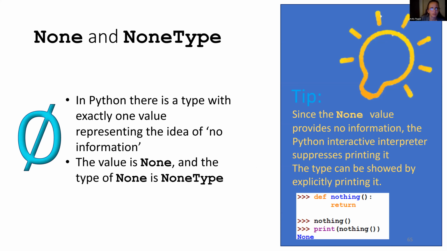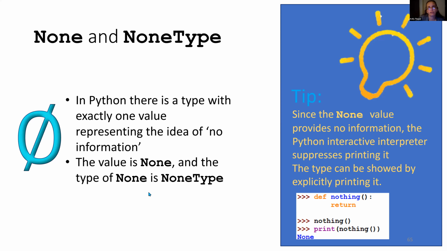None and none type. So let's just talk about these two things, and let's try to make sure we understand the difference between none and none type. Now, we've talked about types before, and so if I said, here's a string, what's the type of it? And you'd easily tell me it's str, right? Because it's type string. Well, in Python, there's a type with exactly one value representing the idea of no information. That's when we're not returning anything substantive. We might instead be doing an action in the environment or simply just not returning anything. And so the value is none.